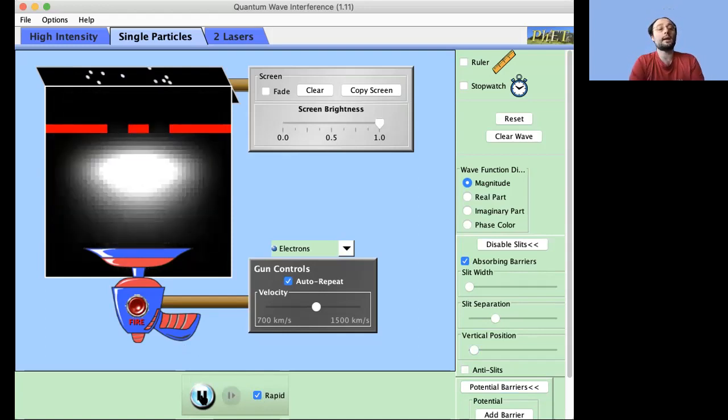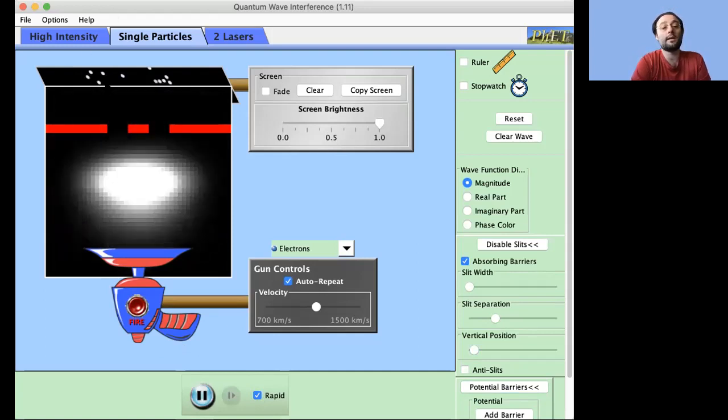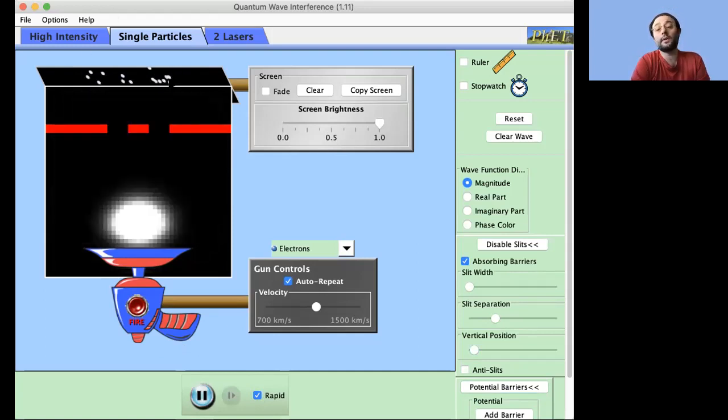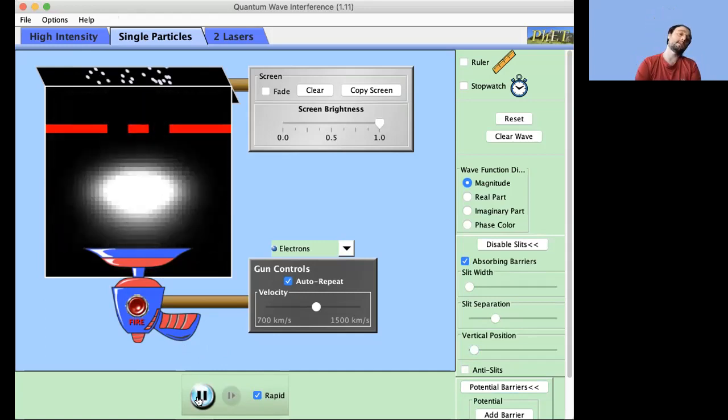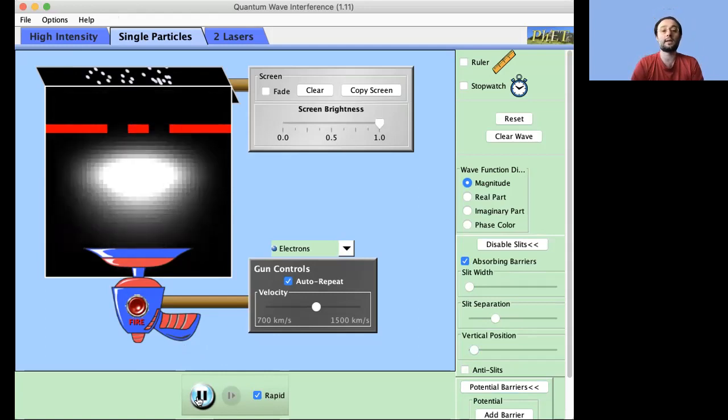So you see electrons accumulate right around where the magnitude of the wave function is largest, right? So you can see the zones of constructive interference right here. And if I let it accumulate, I'm going to get basically three globs in the center and two on the edges.